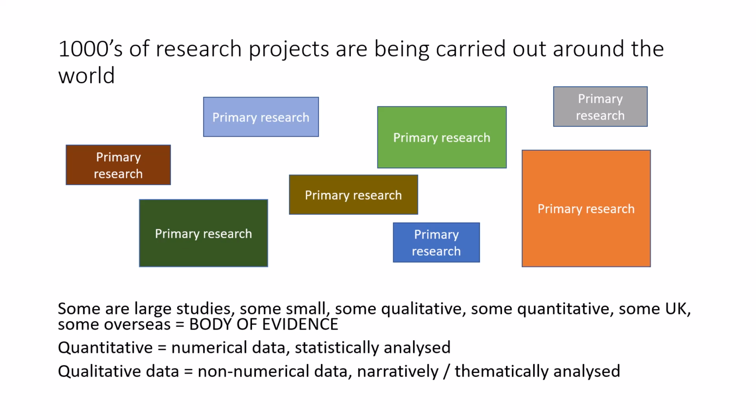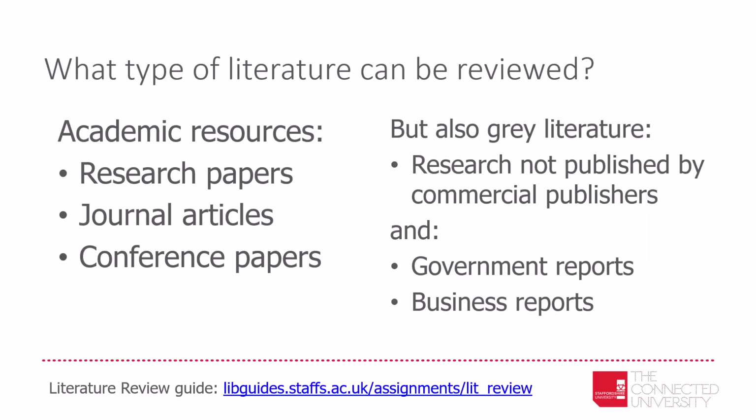Quantitative data is numerical data that is generally statistically analysed, whereas qualitative data is non-numerical, and this is either narratively or thematically analysed. So academic sources such as research papers, journal articles, and conference papers can be reviewed, but also grey literature, which is anything that's not published by a commercial publisher. This also includes government reports and business reports, if those are relevant to your study.